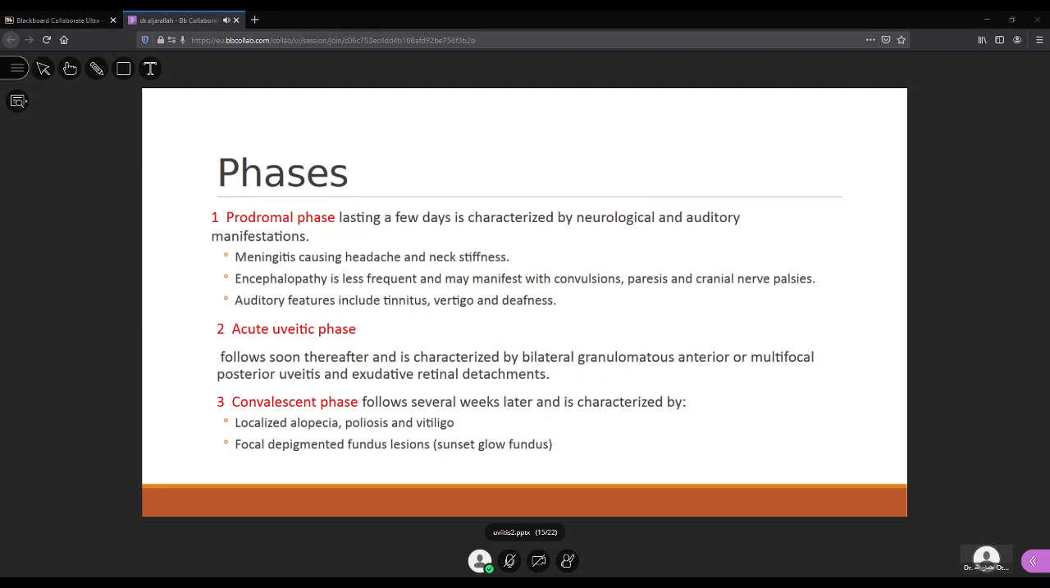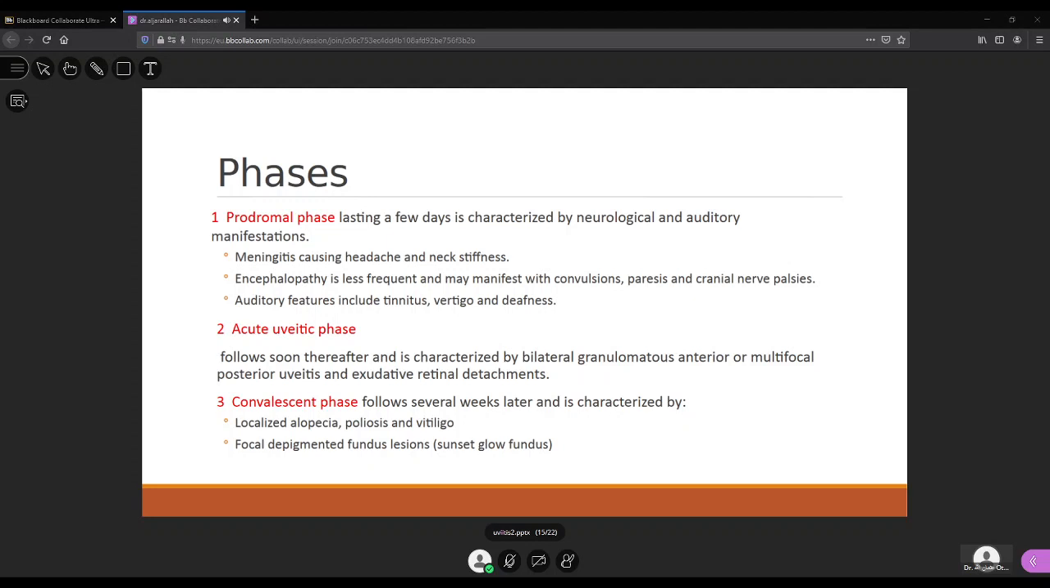Prodromal phase usually lasts a few days, characterized by neurological and auditory manifestations. Meningitis causing headache, neck stiffness, cranial neuropathy is less frequent and manifests with convulsion, paresis, and cranial nerve palsy. Auditory features like tinnitus, vertigo. Acute uveitic phase follows soon thereafter and is characterized by bilateral granulomatous anterior or multifocal posterior uveitis with exudative retinal detachment.